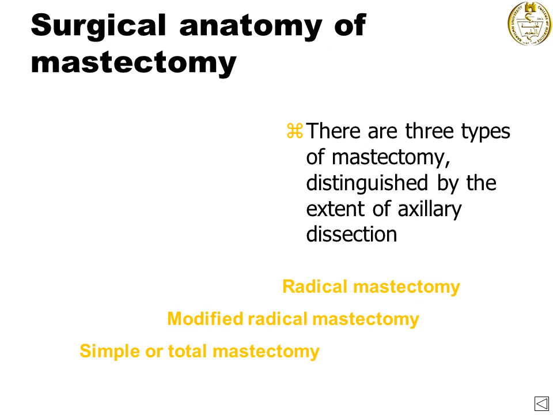Surgical anatomy of mastectomy. There are three types of mastectomy distinguished by the extent of axillary dissection: radical, modified radical, and simple or total mastectomy.